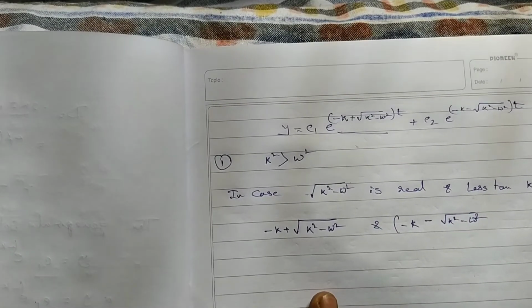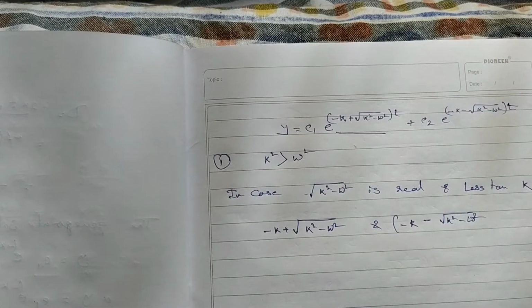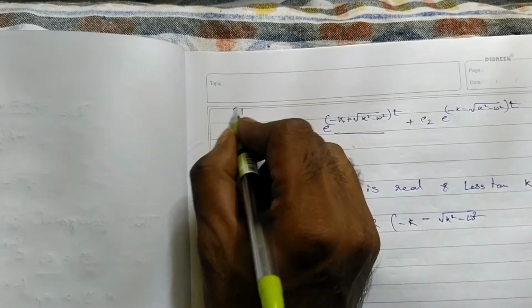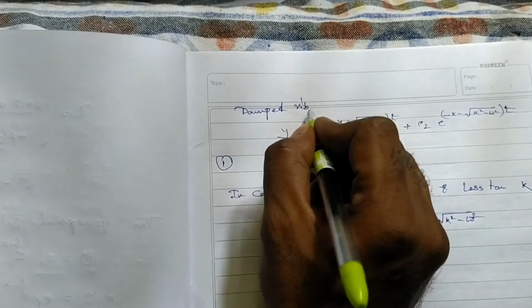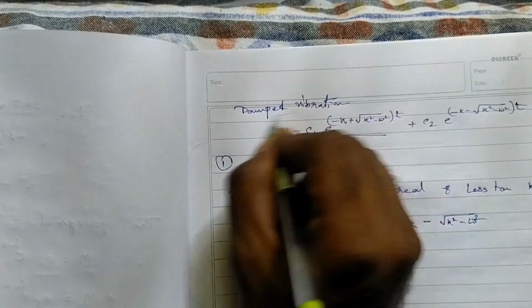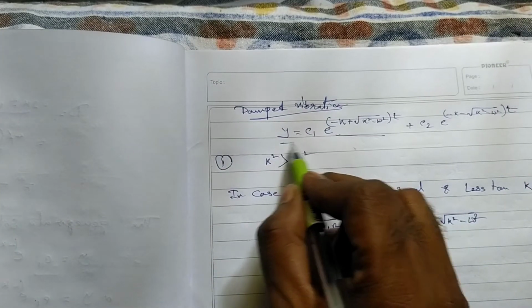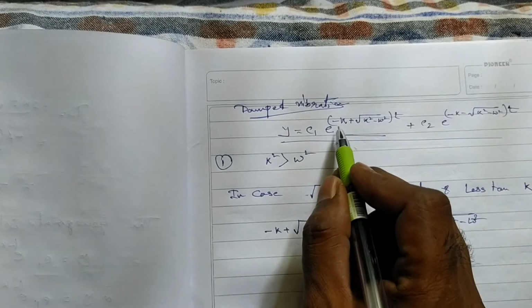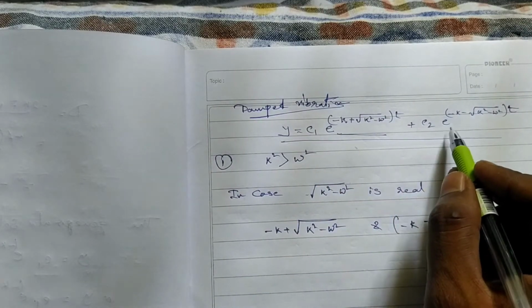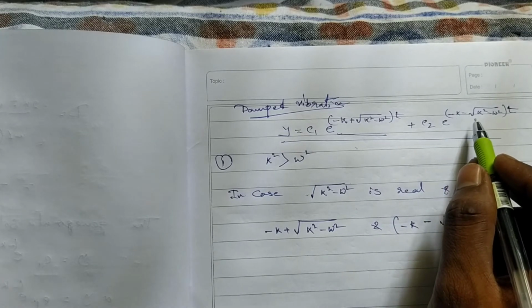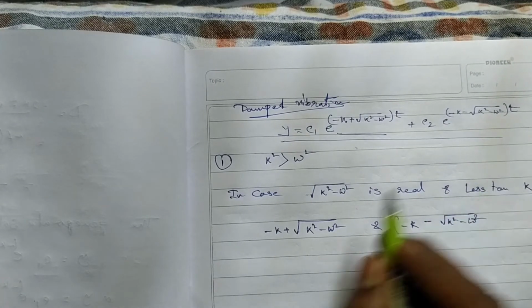Okay, so today we are studying the solution of the damped oscillation, damped vibration. The solution we got on the last day is y is equal to c1 e to the power minus k plus root under k square minus omega square into t, plus c2 into exponential of minus k minus root under k square minus omega square, whole into t.